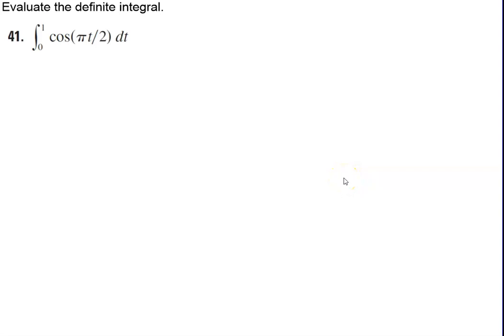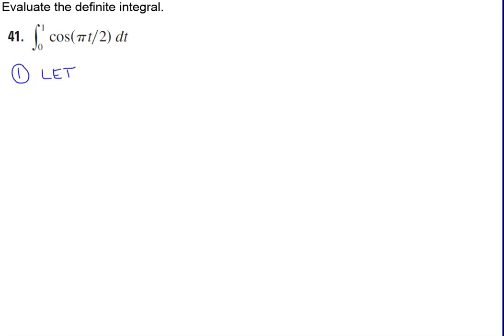So here we want to be able to evaluate the definite integral. And the integral that we have is the cosine of pi t divided by 2 times dt, with the lower limit of 0 and the upper limit of 1. So the first thing we're going to do is use our u substitution.